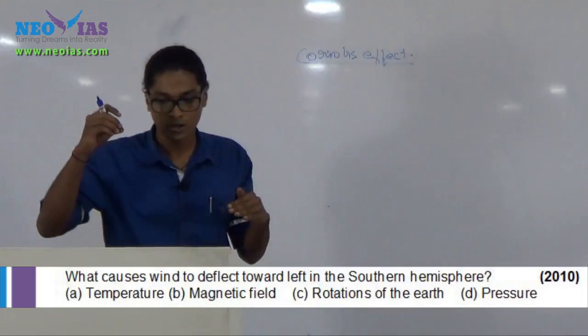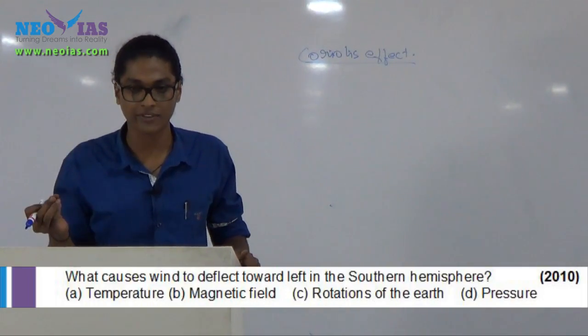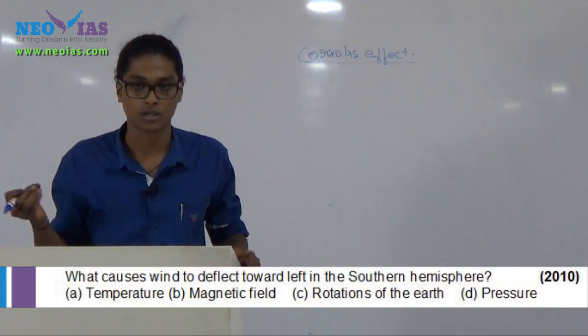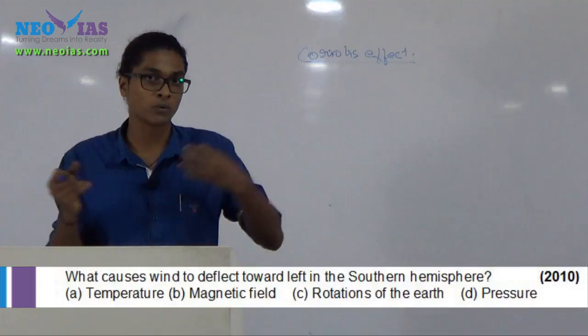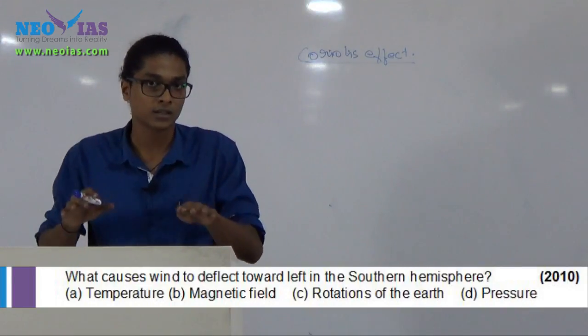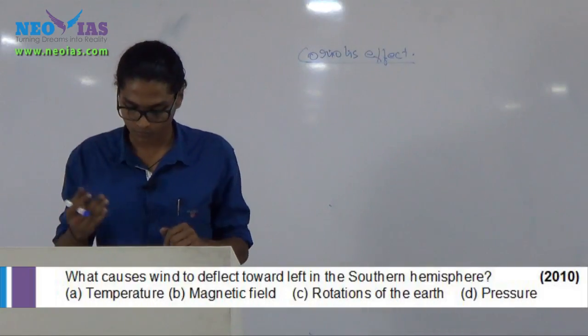If you go through the options, you will see temperature or magnetic field, the third option rotation of the earth, and the fourth option pressure. Why is the wind getting deflected towards the left? It is because of the rotation of the earth, and the Coriolis effect takes place only because of the rotation of the earth.